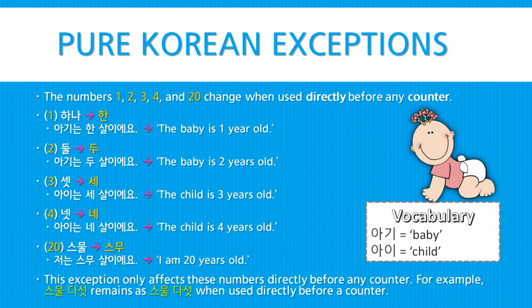And 스물, for 20, will become just 스무. 저는 스무 살이에요. I am 20 years old. Note that this exception only affects these numbers directly before a counter or a noun. For example, you'll still say 스물다섯 directly before a counter as 스물다섯.